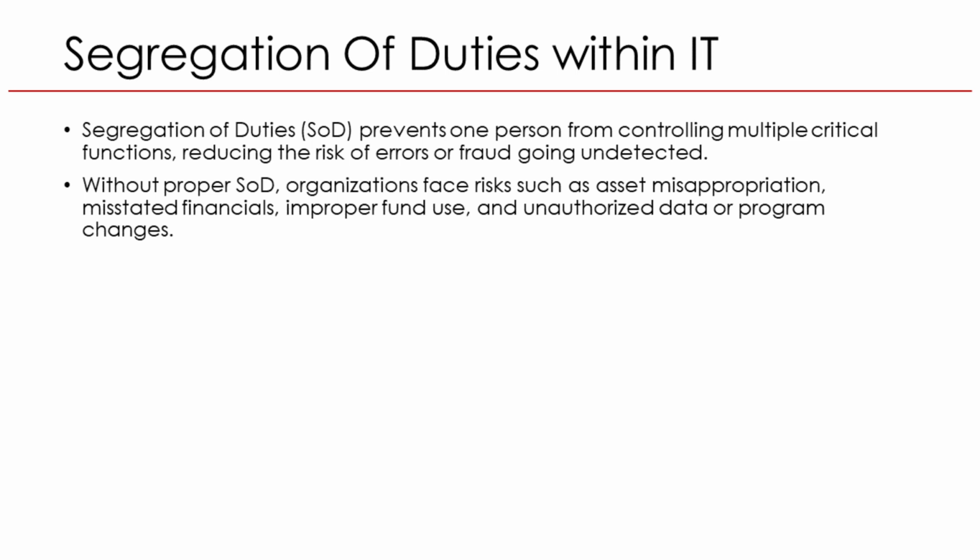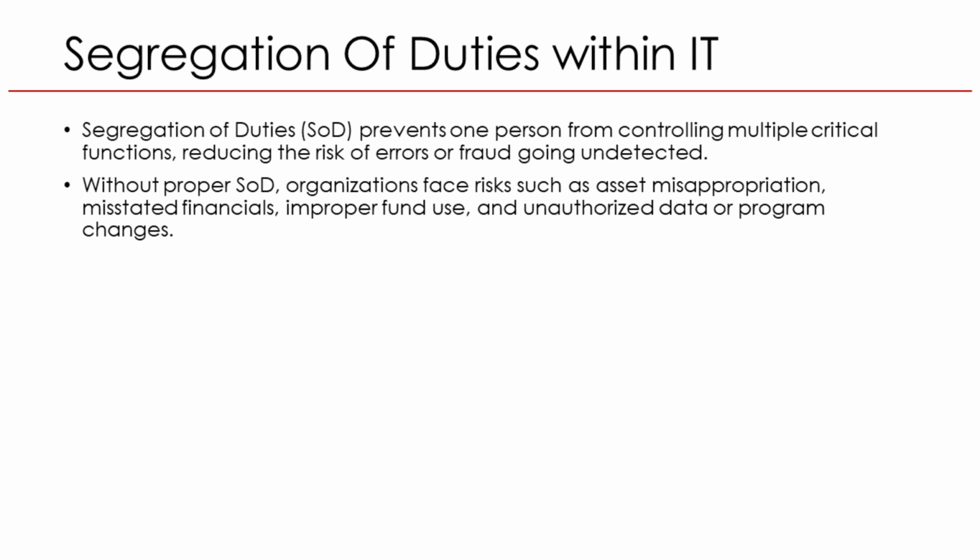In practice, these separations reduce the risk of data tampering, fraud, and unauthorized access. For example, in a bank or insurance company, if one person can both create new accounts and approve transactions, they could easily hide fraudulent activity. Proper segregation ensures that no single individual can compromise system integrity.